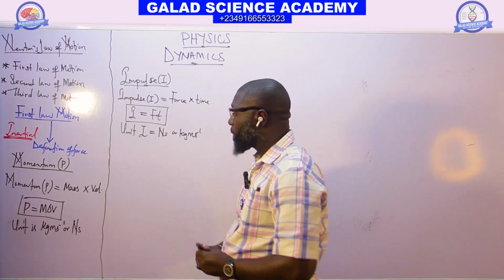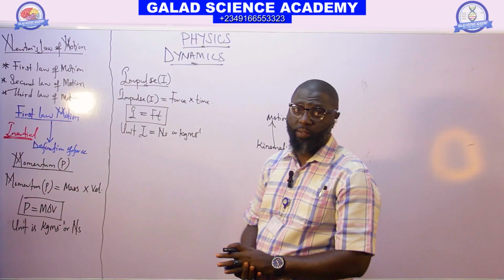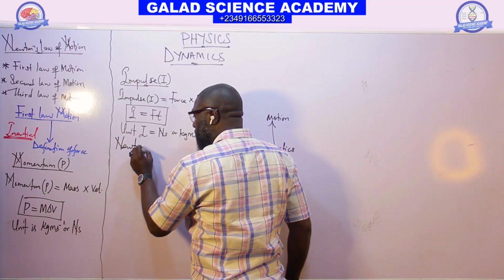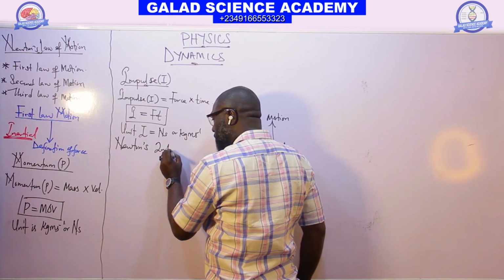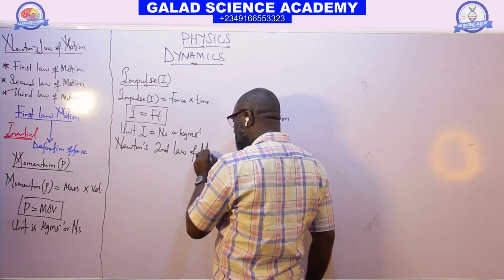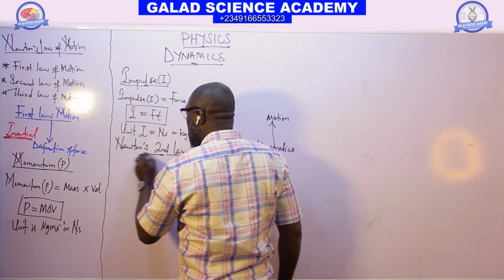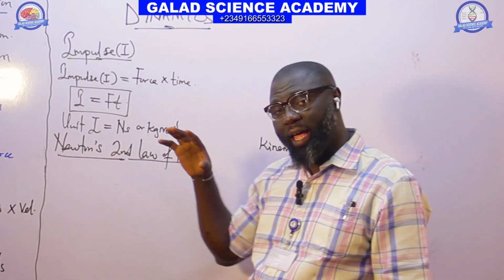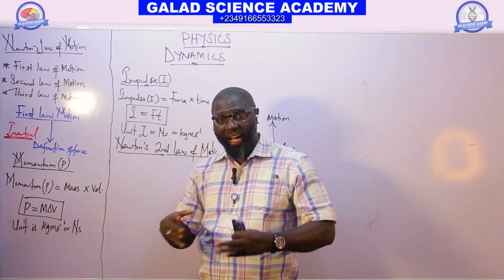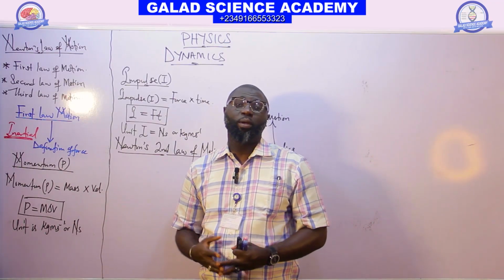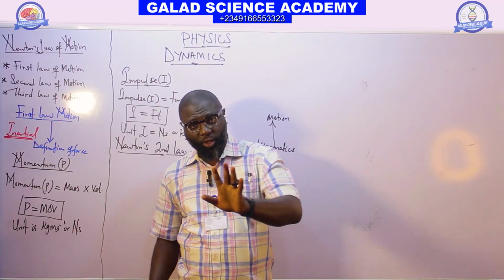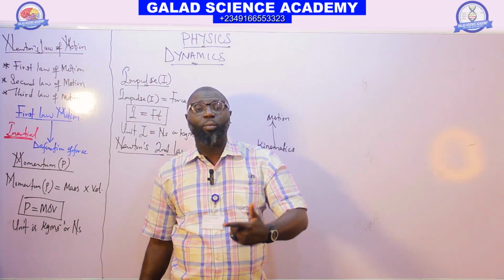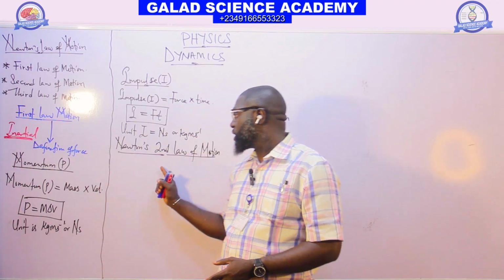So impulse and momentum have the same unit. The next thing now is Newton's second law of motion. This one says that the force applied to a body is directly proportional to the rate of change in momentum of that body. If you apply force to a body, that force is proportional to the rate of change in momentum of that body. That is Newton's second law of motion.